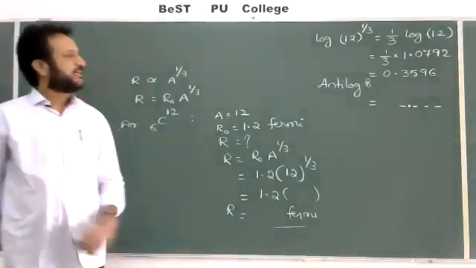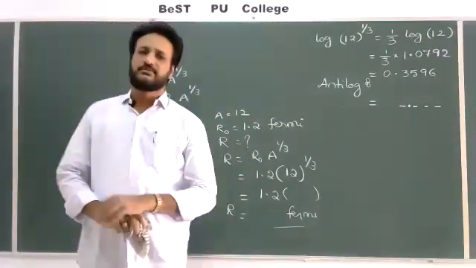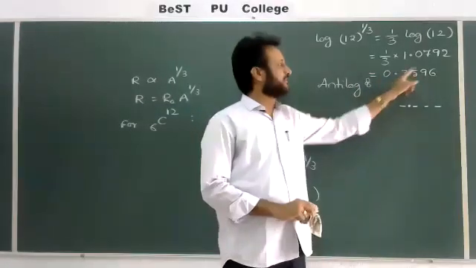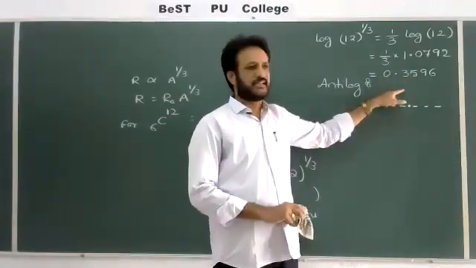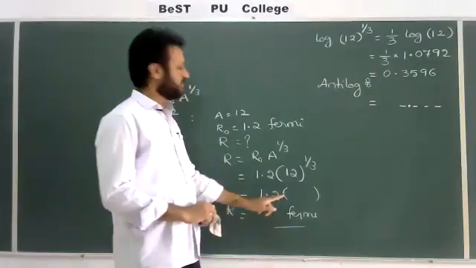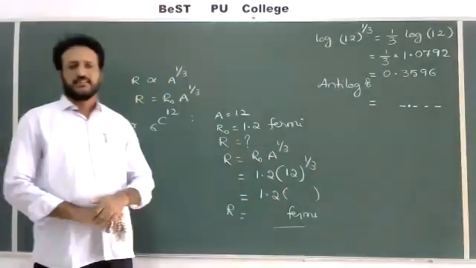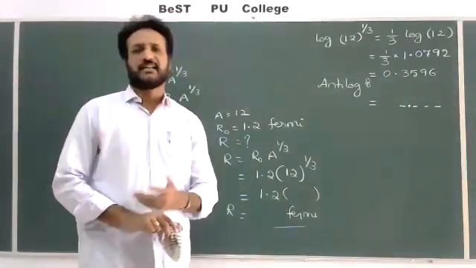So note down this one, and later by using the log book, check the anti-log of this value, and then write here. After writing this value we have to multiply with 1.2, and we'll get the answer. So any problem of this type given, we should calculate directly.